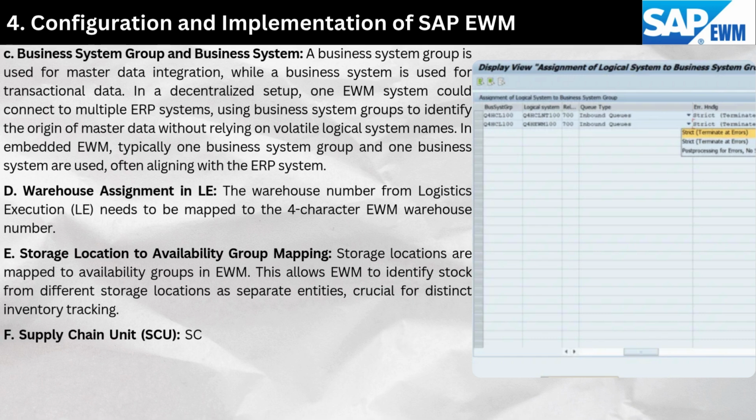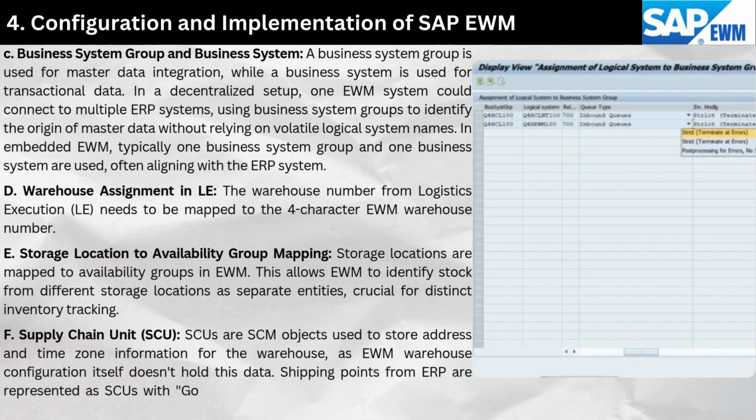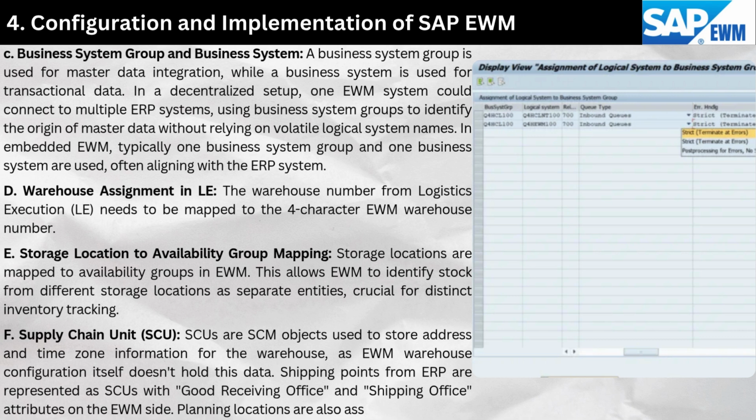Supply chain unit, SCU/SCUs, are SCM objects used to store address and time zone information for the warehouse, as EWM warehouse configuration itself doesn't hold this data. Shipping points from ERP are represented as SCUs with good receiving office and shipping office attributes on the EWM side. Planning locations are also assigned to SCUs.